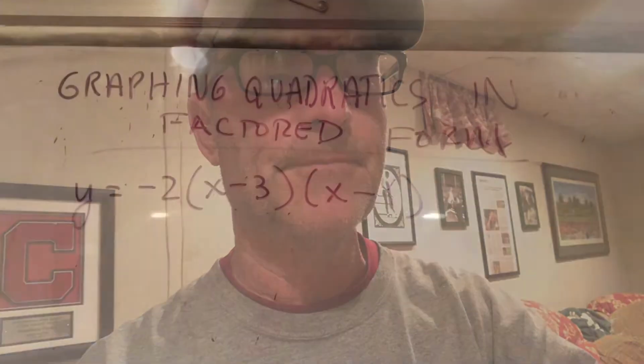Otherwise, it'll be the same things where we find the vertex, we find the line of symmetry, and we talk about whether the graph is facing upward or downward. All right, let's get started.